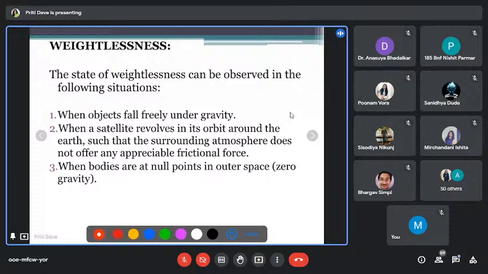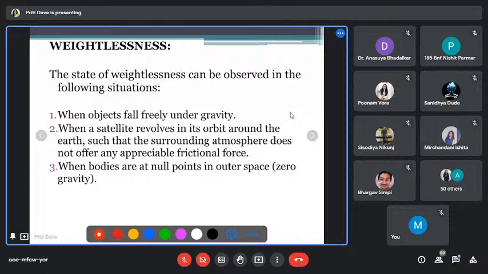Then, like you might have seen certain videos where people in space keep floating, where the liquids float and people are floating, because that is where they experience the gravitational force is zero. So they experience weightlessness. And when the bodies are at null points in outer space, that's zero gravity. So these are all where you experience weightlessness.